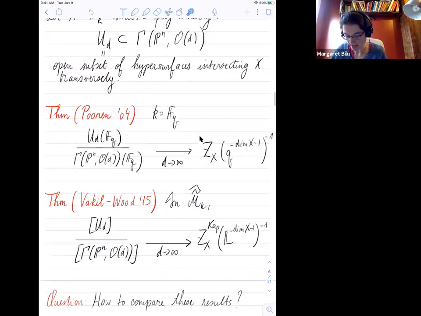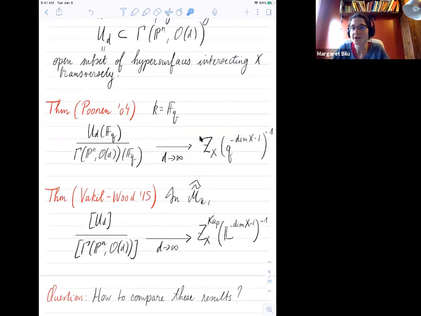So the question now is how to compare these results. In fact, these results are not really comparable to each other. None of them applies to the other, and the methods of proof are unrelated except on the very superficial level that both use some type of inclusion-exclusion. In the case of Poonen's theorem, it's actually a sieving process. In the case of Vakil and Wood's theorem, it's some kind of motivic inclusion-exclusion principle, and it's not clear at all how you would find a unified proof of these two statements. So my aim in this talk is to give you some way of viewing these two results as consequences of some conjectural theorem.